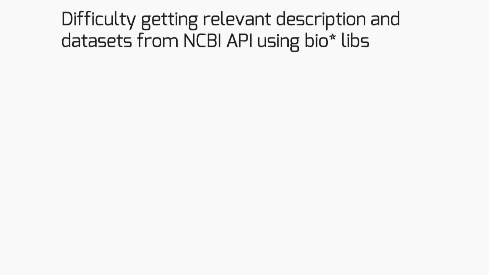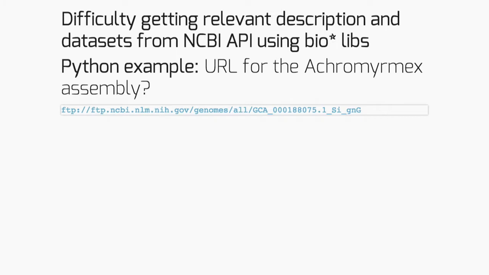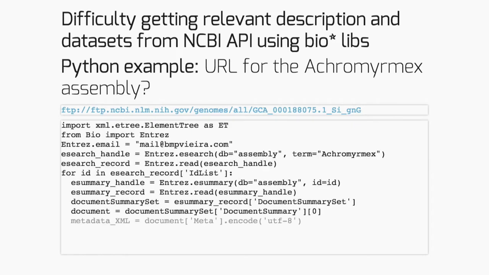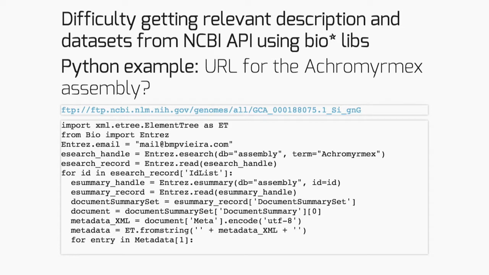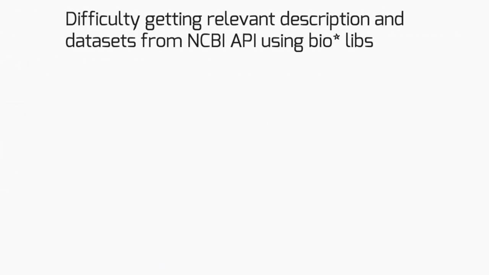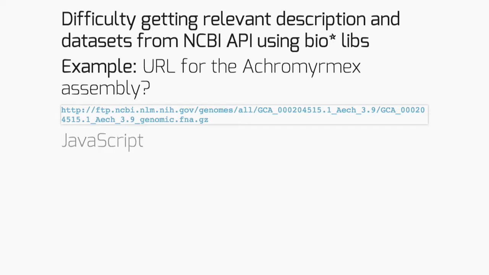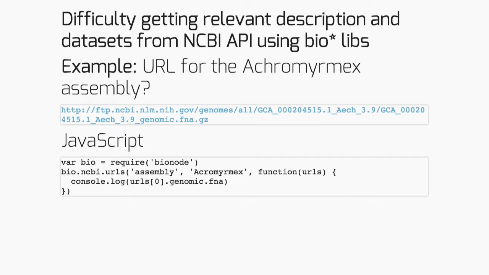So I had difficulty getting data from NCBI using the existing bioinformatics libraries. For example, if I wanted to figure out where to download the genome, where the FTP was in Python, I would have to write all this code just to get that URL. So what I did with BioNode, I simplified it. For example, in JavaScript, I can just require the BioNode module. And then I do BioNode NCBI URLs. I'm looking for the assembly of Acromyrmex, which is an ant. And then once I get that data, I'll get all the URLs in one object. So I can then select the first one and get the location of the FASTA file.